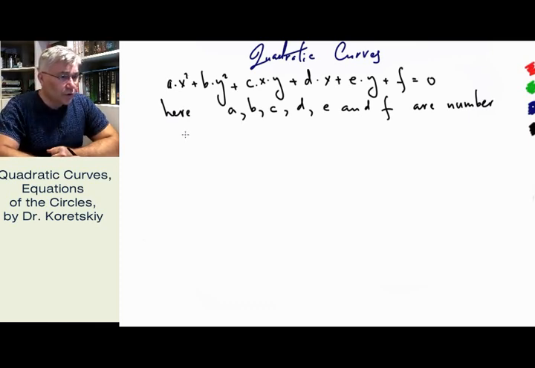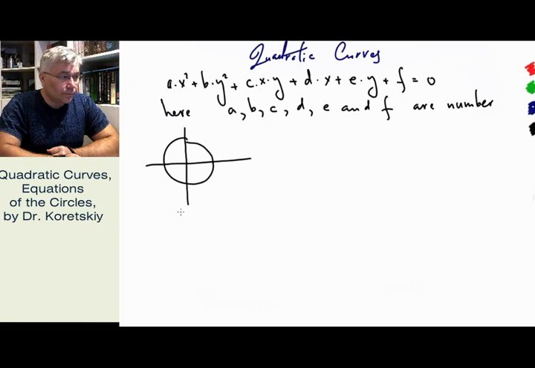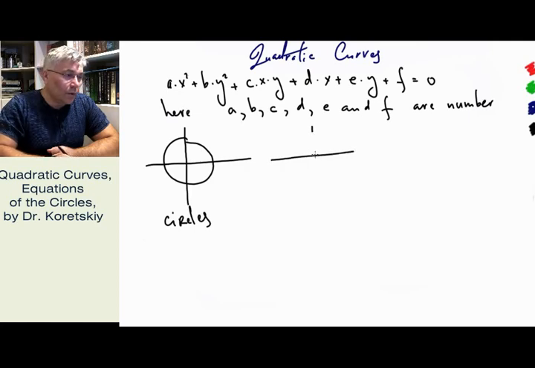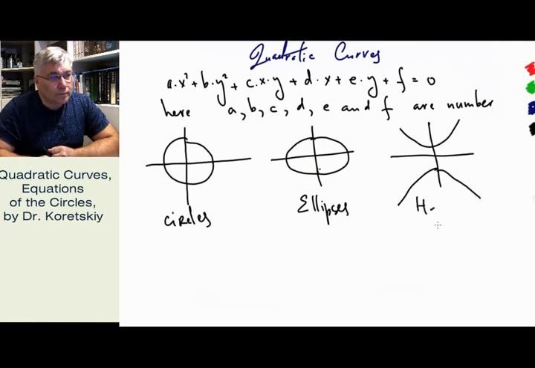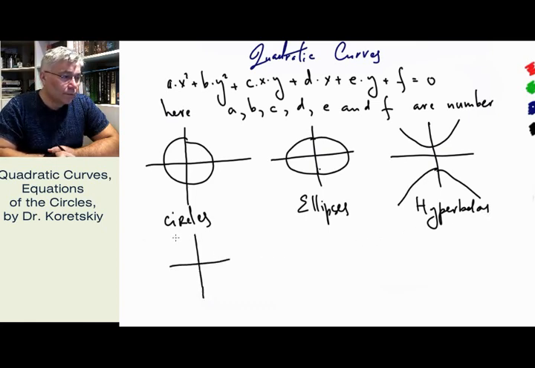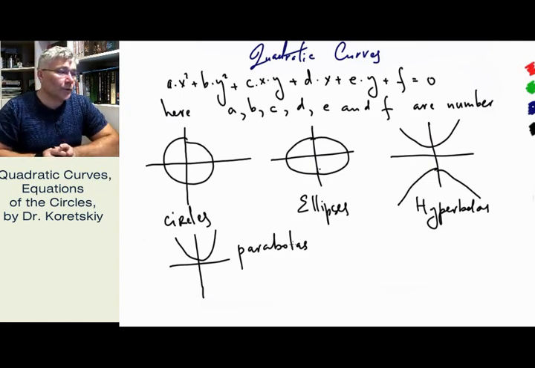So the more common quadratic curves are circles, ellipses, hyperbolas, and parabolas. This is the family of quadratic curves.